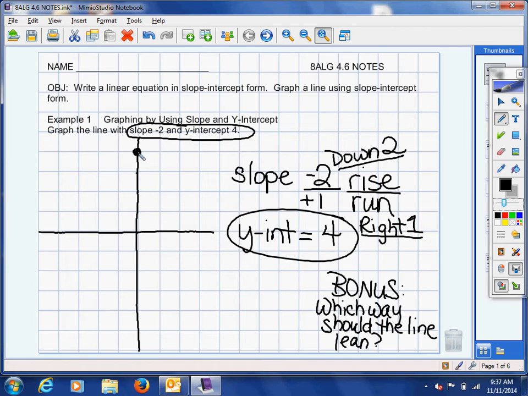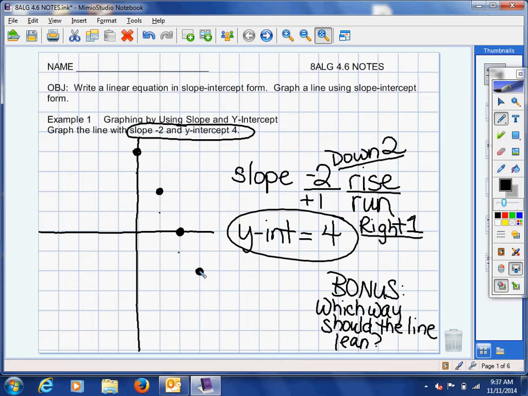Okay, are you ready? Down 2, right 1, mark the point. Down 2, right 1, mark the point. I'm just trying to show you a pattern. I'm doing a lot more points than are needed, but I want you to see the pattern.